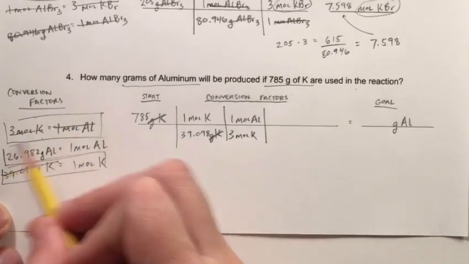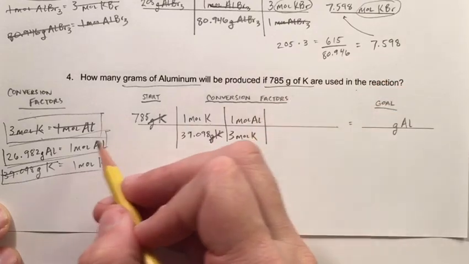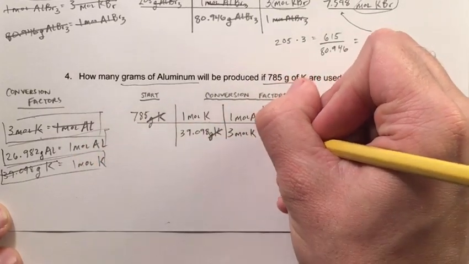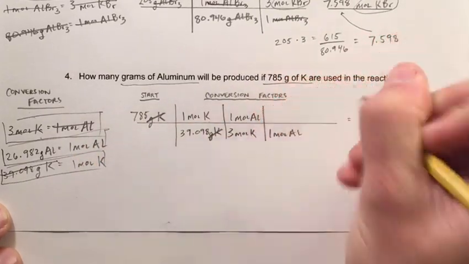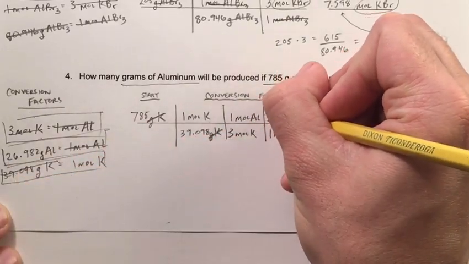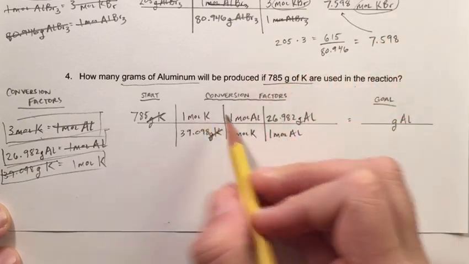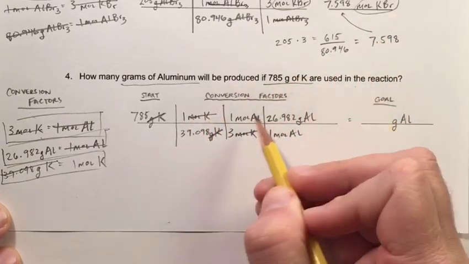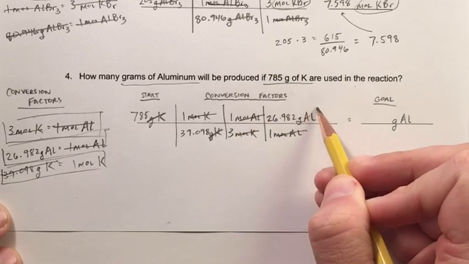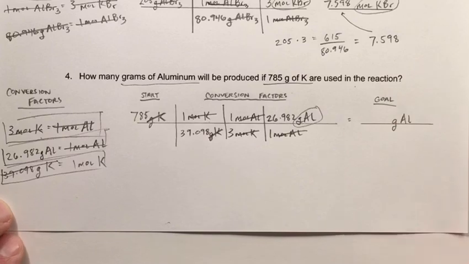So I'm going to use my final molar mass. I have moles of aluminum in the top, so moles of aluminum is going to go on the bottom to cancel out. And my other side goes up top, 26.982 grams of aluminum. Moles of potassium canceled out over here, moles of aluminum canceled out here. I only have grams of aluminum left, and that is my end goal. So now I just need to do the math.